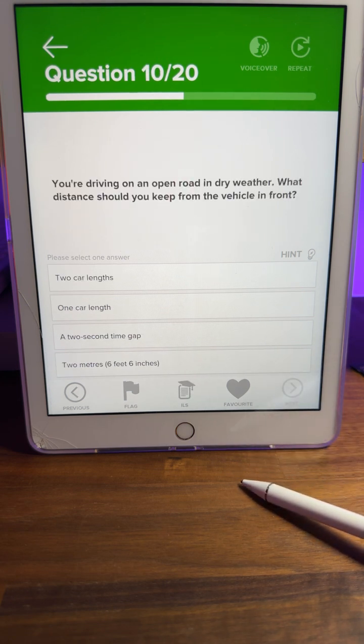Okay, question number 10. You're driving on an open road in dry weather. What distance should you keep from the vehicle in front?